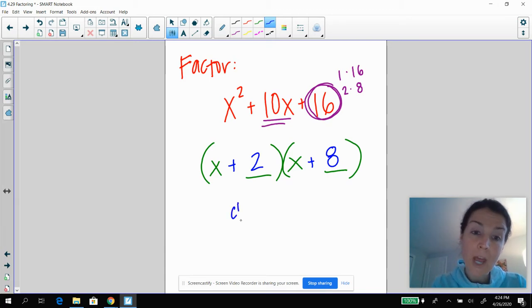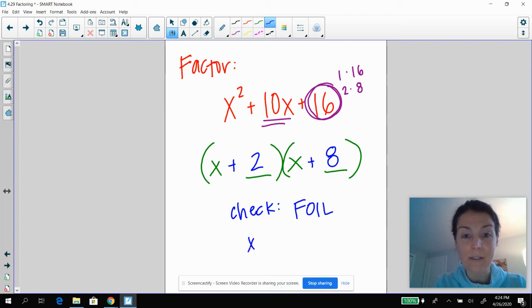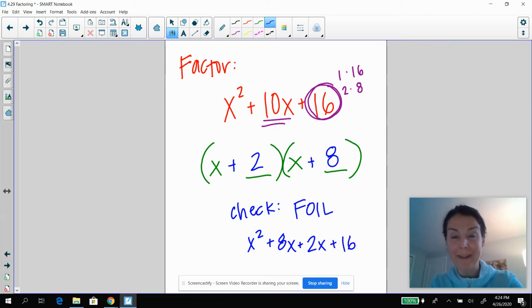And the way that you check is just the way we did with FOIL. Go ahead and do a quick little FOIL out. So if I FOIL this guy out, I get x squared plus 8x plus 2x plus 16. If I combine my like terms, do I get that original problem? I do. So I'm good. All right, let's try the next one.